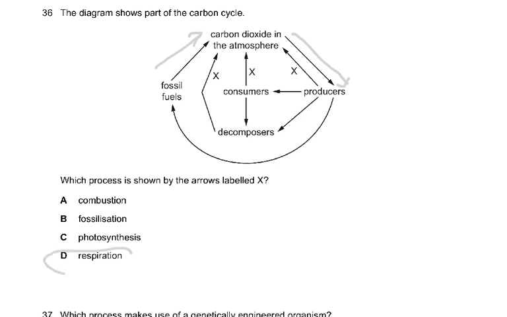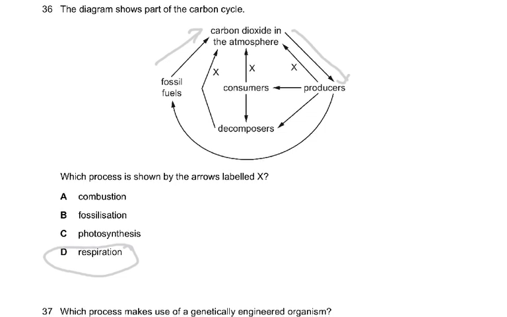That's D, respiration. All of these organisms, the bacteria and fungi who are the decomposers, they respire. And then the consumers, which are the animals and birds, they will respire. And the producers, the plants, also respire and return the carbon dioxide to the atmosphere. So that is why 36 is D, respiration.